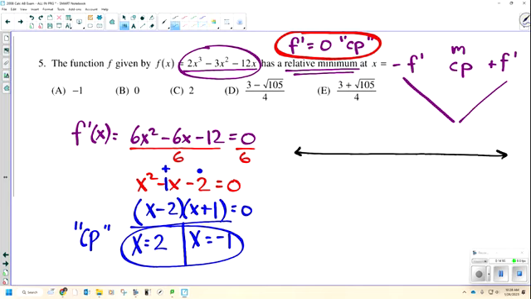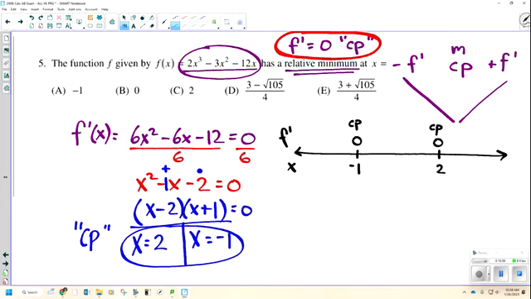Here is negative 1. Here is 2. Those are my x values. And my first derivative is 0 at both of those. That's why they're called critical points. Okay? Critical points can also be undefined first derivative.